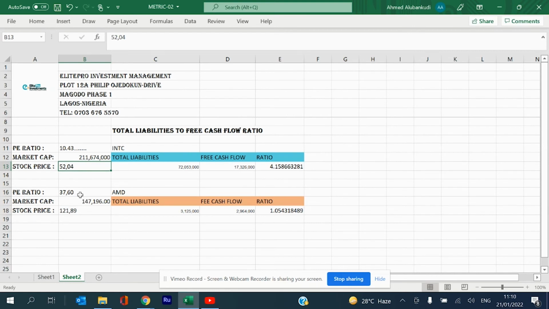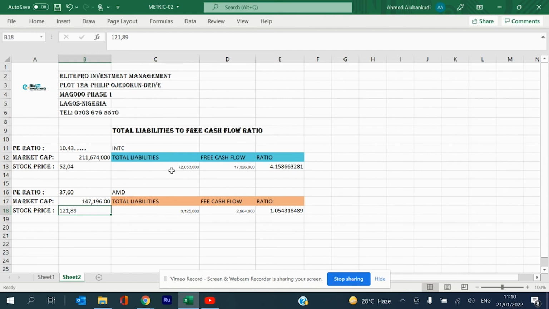37, which is like triple the PE ratio of Intel. The market cap is 147 billion 196 million. I don't want to say half of Intel, but it shows that Intel market cap is actually much larger than AMD. The price for AMD is 121 as of close of business yesterday, while the price for Intel is $52.